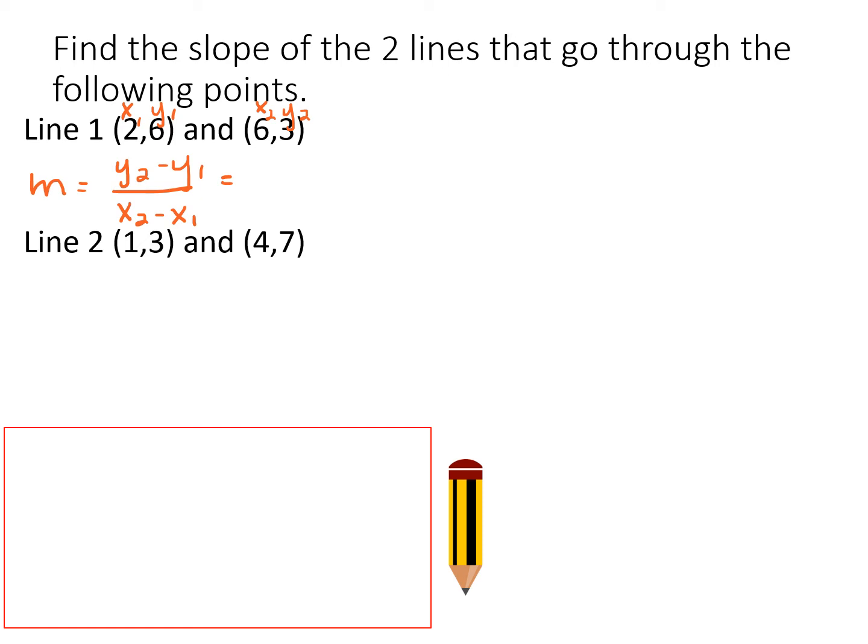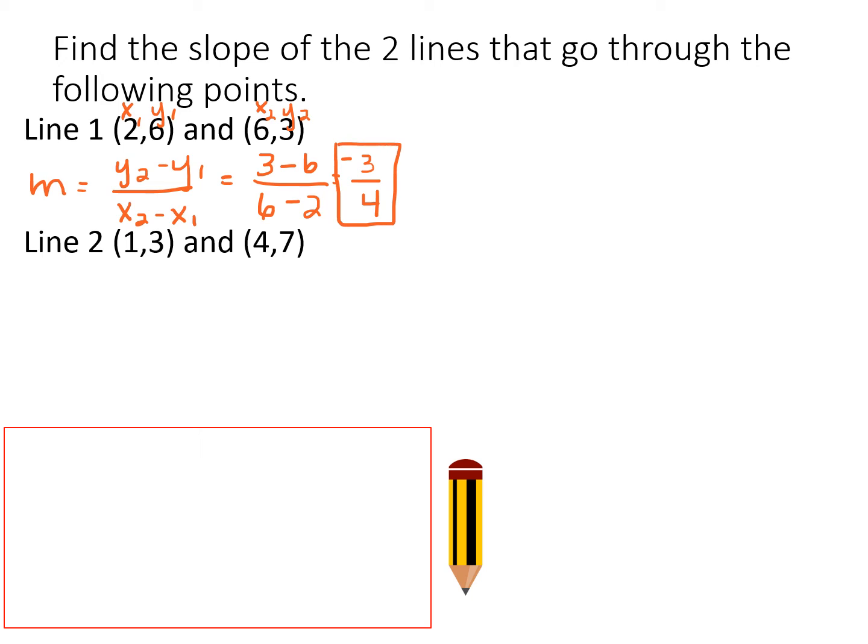So y2, with the way I labeled it, would be 3, subtract y1, which would be 6, over x2 then would be 6, and x1 would be 2. So what that looks like then, if I were to simplify this, 3 minus 6 would be a -3, 6 minus 2 would be 4. So the slope of the first line is going to be -3 over 4.